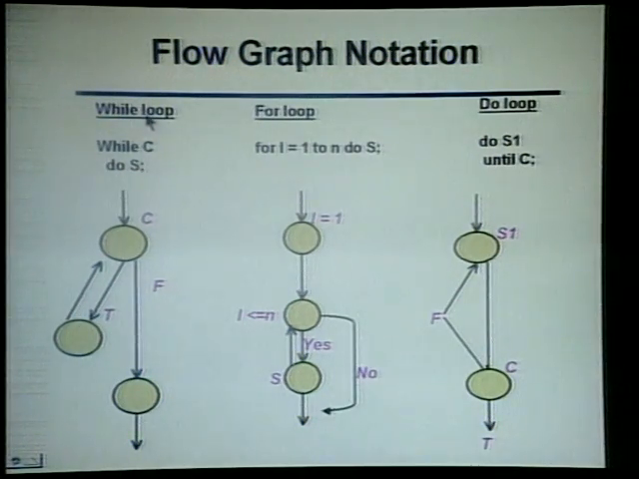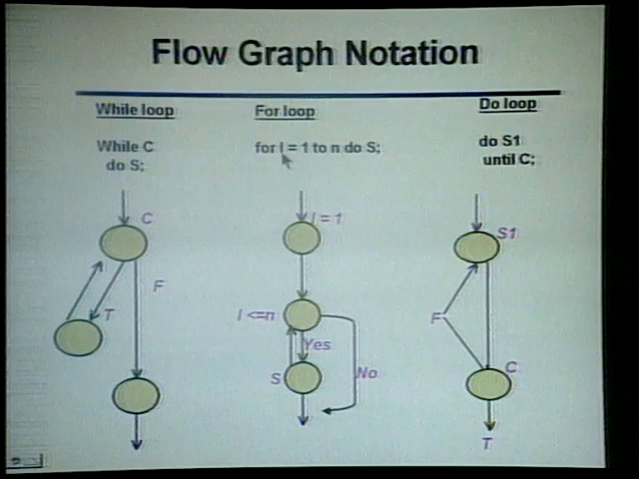The notation for a while loop is shown here. We have a node where we check the condition C. Now if the condition is true, we execute the statement S or a block of statements, and then we go back and check the condition again. Now if the condition is false, we go to the end of the loop. Similarly, the notation for a for loop is shown here.